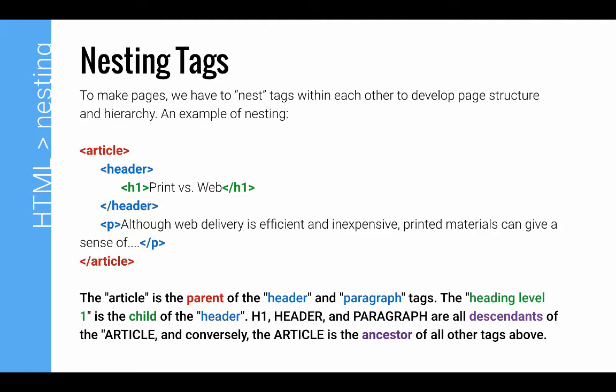The H1 is a child of the header, okay? You can also look at that in reverse too. You can look at article as the ancestor of the header, H1, and paragraph, right? And these are real words. I'm not making this up. We really do refer to these relationships as child-parent relationships or ancestor-descendant relationships, okay? And so it makes sense if you think about it. So again, if you need to pause this and kind of work that out in your head, go right ahead.